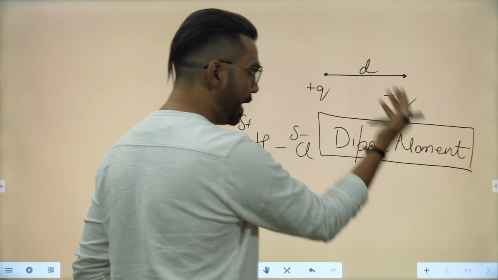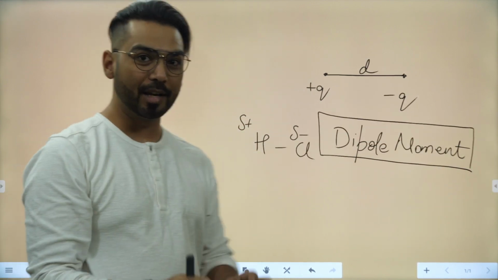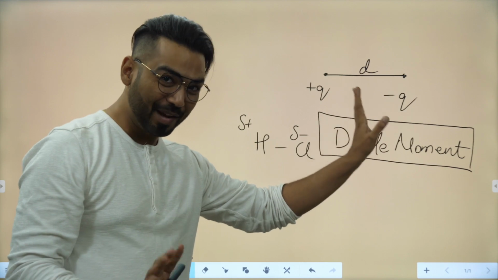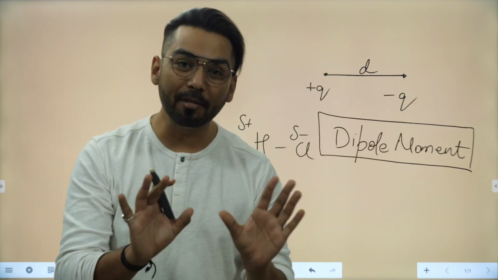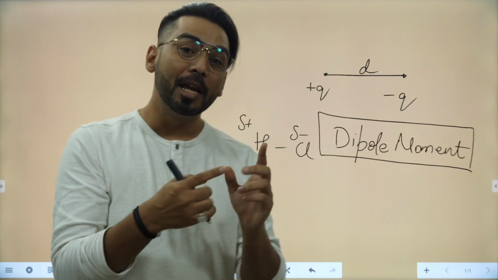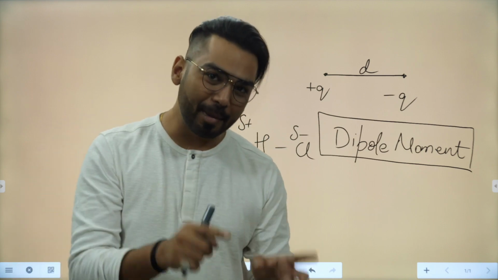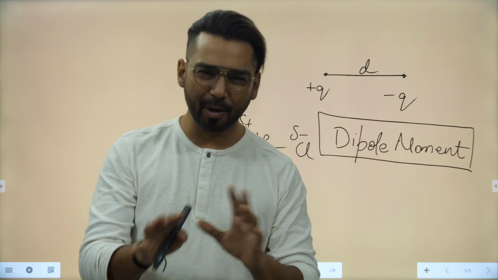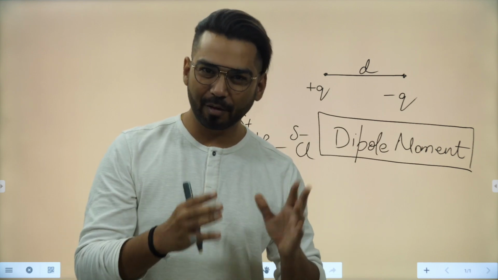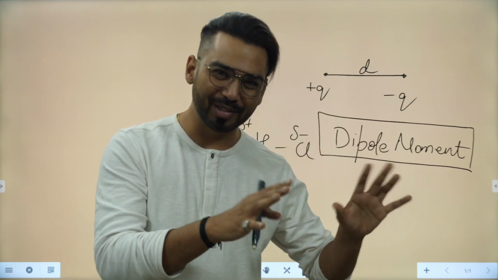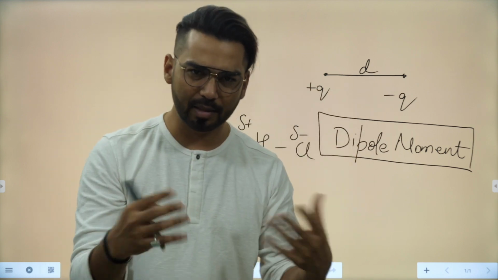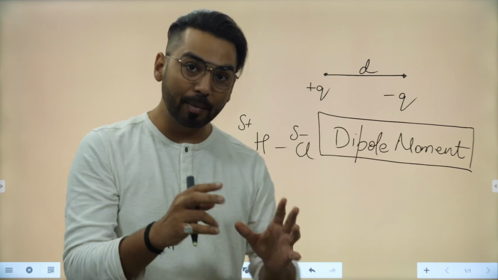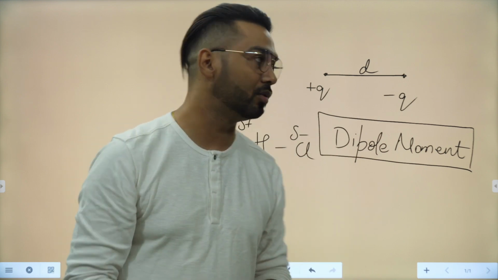Dipole moment. Every dipole has a dipole moment. So this is not a dipole moment, by the way. This is a dipole moment. A dipole is not a measurable physical quantity, but a dipole moment is a measurable physical quantity. I hope you know the difference between physical quantities and things that are not physical quantities. This dipole is actually a physical object, and dipole moment is a physical quantity related to the dipole.